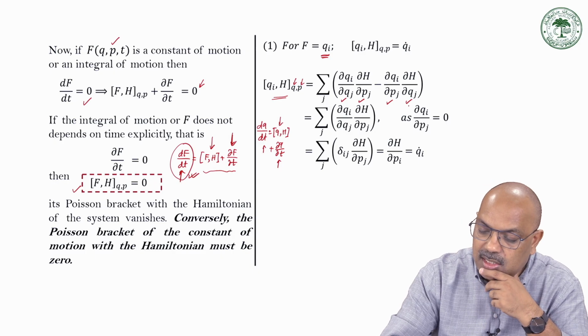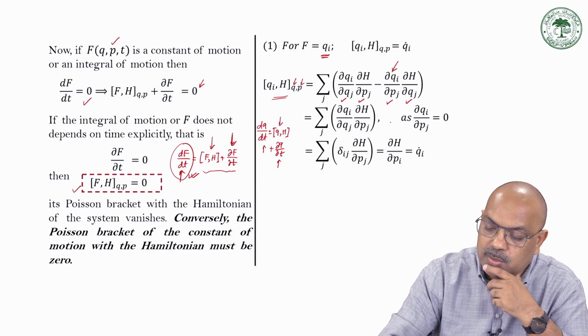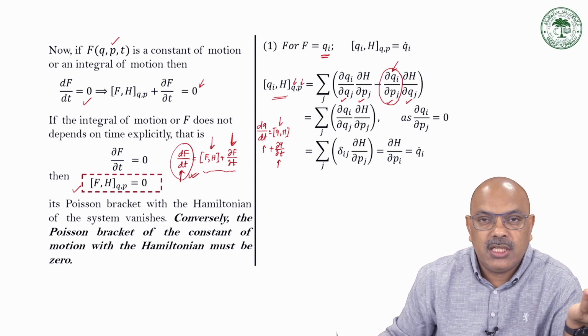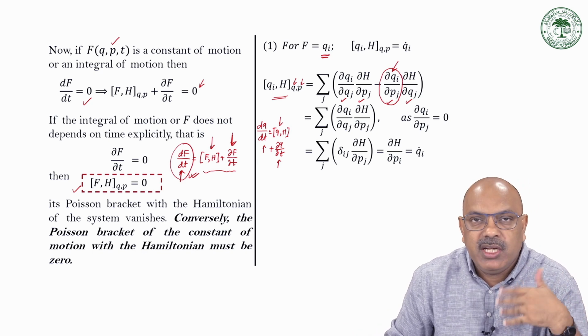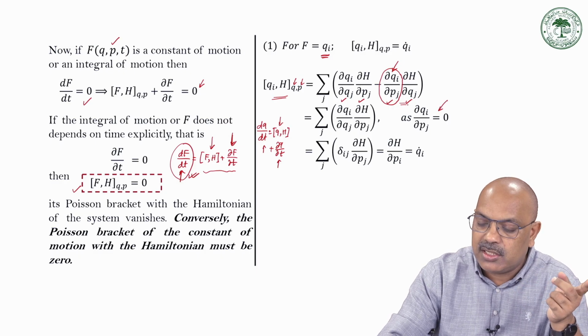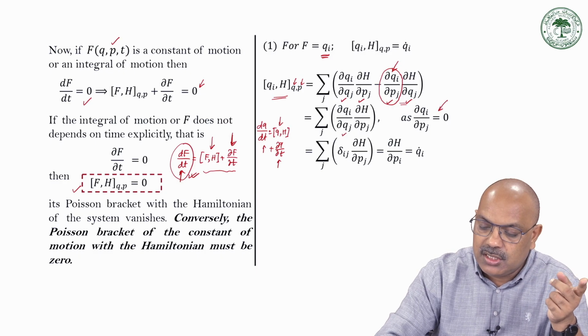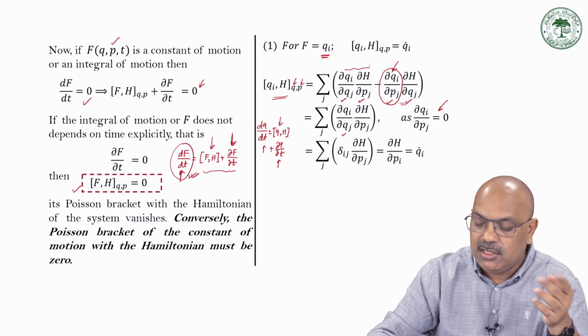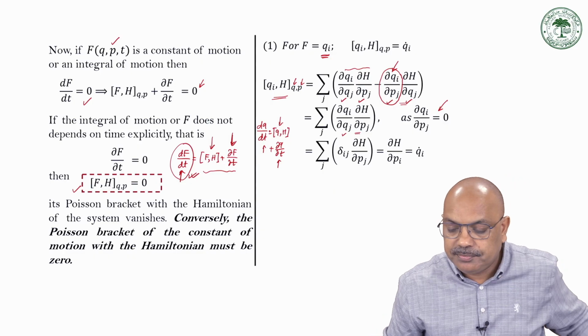Now the partial derivative of q with respect to p is going to be 0, because the partial derivative of a coordinate with respect to momentum is 0. So this part is not there. What I have is the first term surviving, ∂q_i/∂q_j times ∂H/∂p_j.